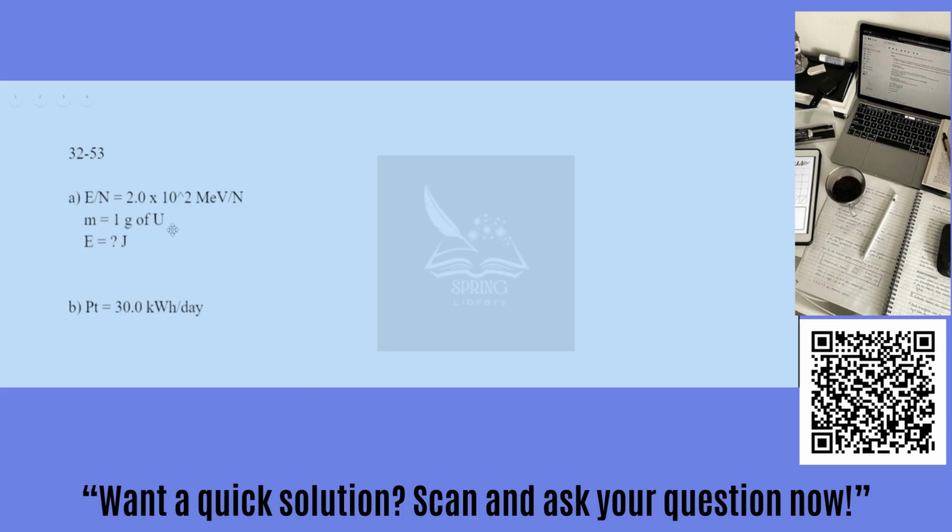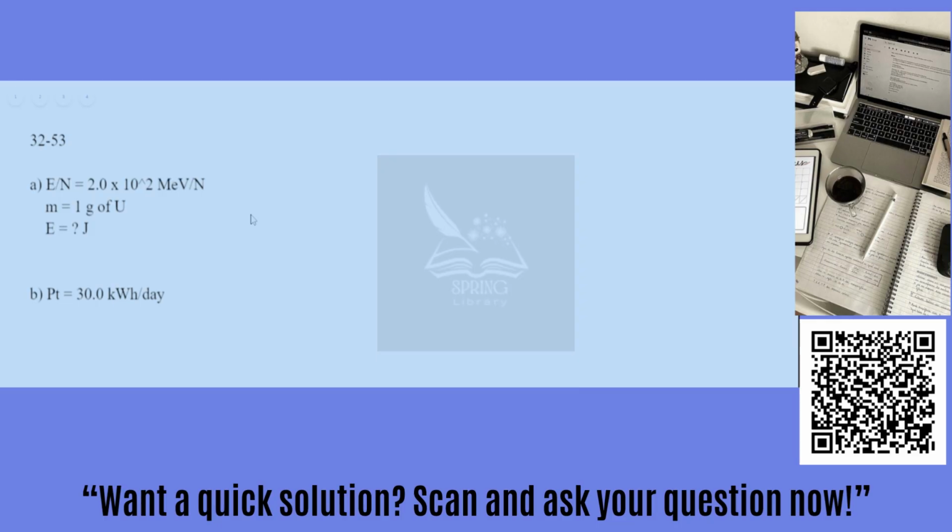All right, question 53 states that for part A, if each fission reaction of a uranium-235 nucleus releases about 2 times 10 to the 2 MeV of energy, determine the energy in joules released by the complete fissioning of 1 gram of uranium-235. Part B is different, so we'll just go through part A first.